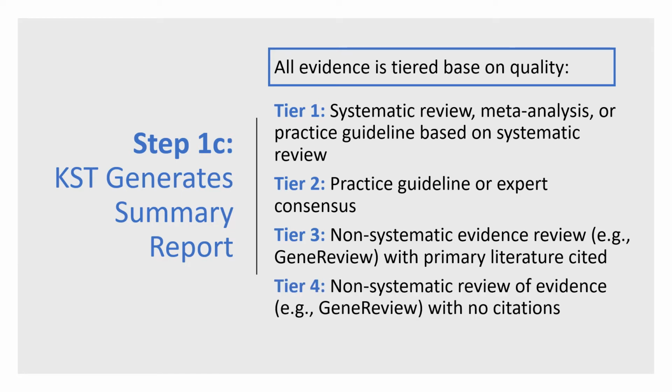For Tier 4, it would be non-systematic review of evidence, again, such as OMIM and GeneReviews entries that provide information without citations. And then Tier 5 would be a non-systematically identified source. So sometimes after we've identified the Tier 1, 2, 3, and 4 sources to include in the report, we may have gaps in the report. For example, in these resources, we haven't picked up on penetrance yet. So we may go out and non-systematically look for sources to provide that information. And so if we do include that source, we'll give it a Tier 5.